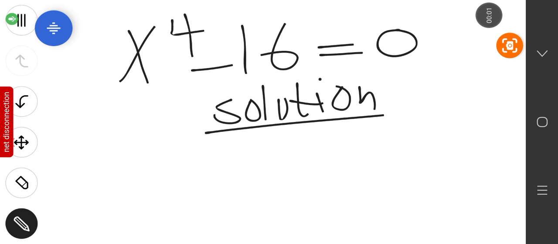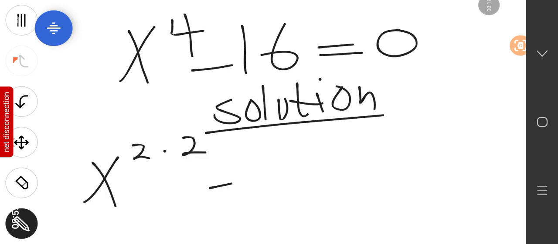Right, so we have x^4 - 16 = 0. This is called a biquadratic equation, or you can also call it a quartic equation. x^4 is the same as x^(2×2), and 16 is the same as 2^4.